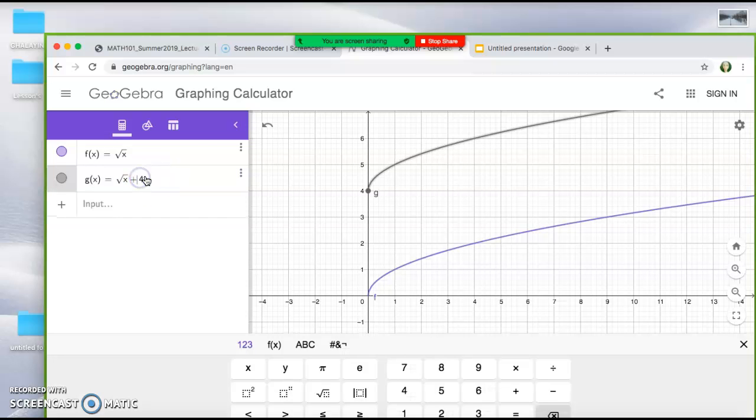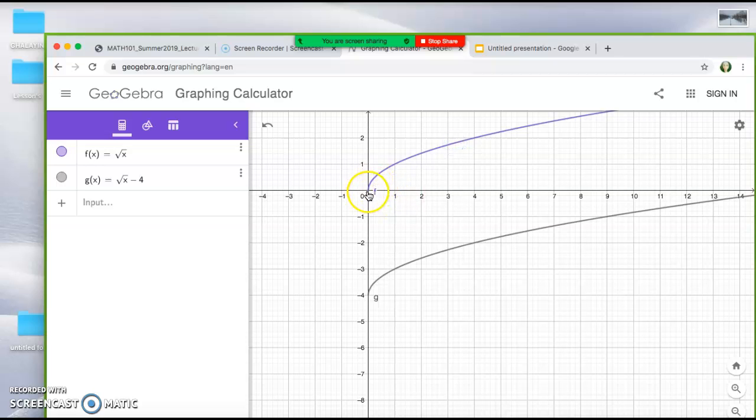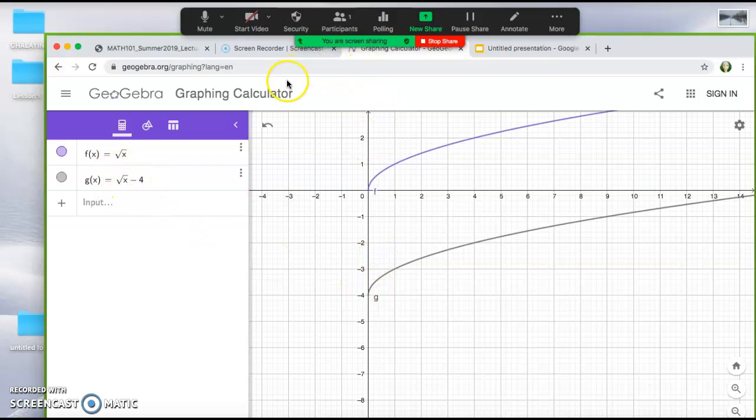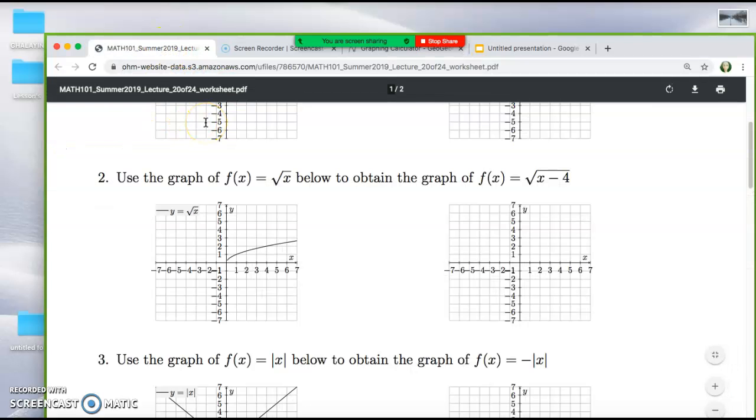Now let's see what happens if it's a minus. We're going to move down. As you can see, this is our original graph, and the new graph, our transformation, moved down 4 spaces since it's minus 4 on the outside of the radical. Great. Now let's move on. Number 3.